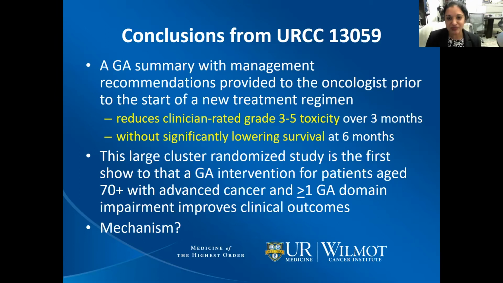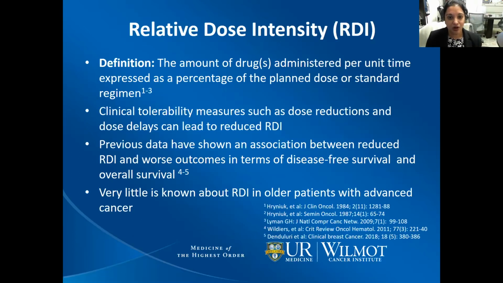And so here's where the tolerability metrics can really help us. I'll pause by defining relative dose intensity. So relative dose intensity is the amount of drug administered per unit time expressed as a percentage of the planned dose or standard regimen. We evaluated relative dose intensity in comparison to standard dosing as defined by the clinical trials and NCCN. Clinical tolerability measures such as RDI can be great because it incorporates things like dose reductions and dose delays related to AEs.